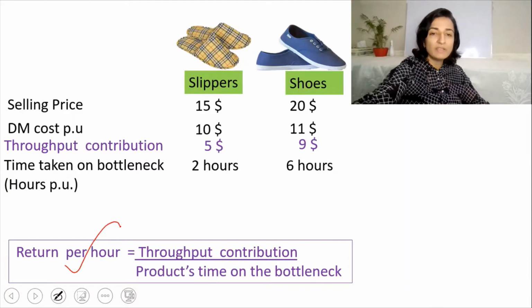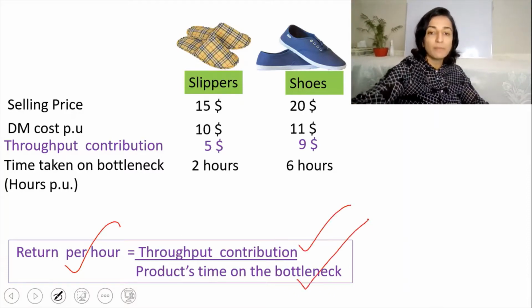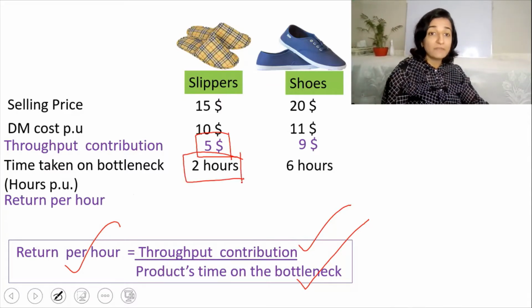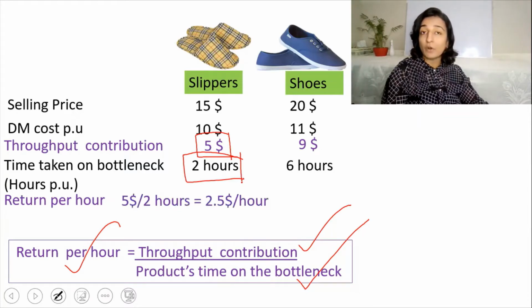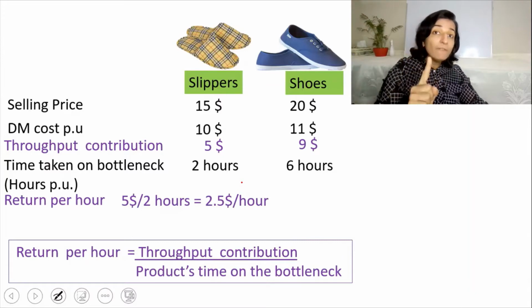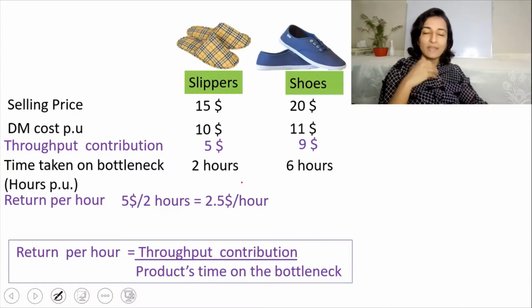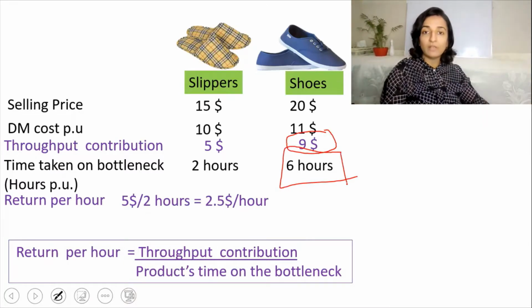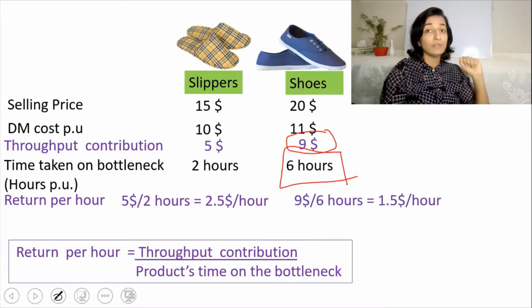Now the return per hour is throughput contribution divided by the product's time on the bottleneck. For the slipper, the throughput contribution is $5 and the product's time on the bottleneck is 2 hours. So return per hour is 5 by 2, or $2.5 per hour, which means that the slipper will generate a throughput contribution of $2.5 for every hour that the bottleneck works. Now coming to the shoes. The throughput contribution is $9 and the product's time on the bottleneck is 6 hours. So return per hour is 9 by 6, or $1.5 per hour.